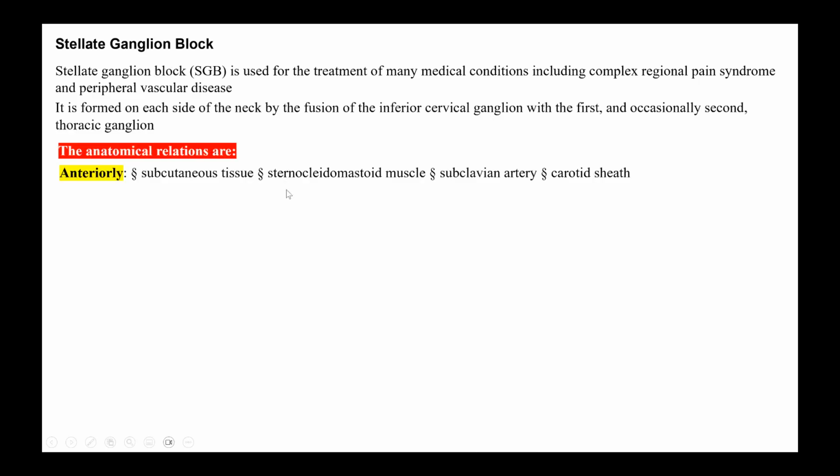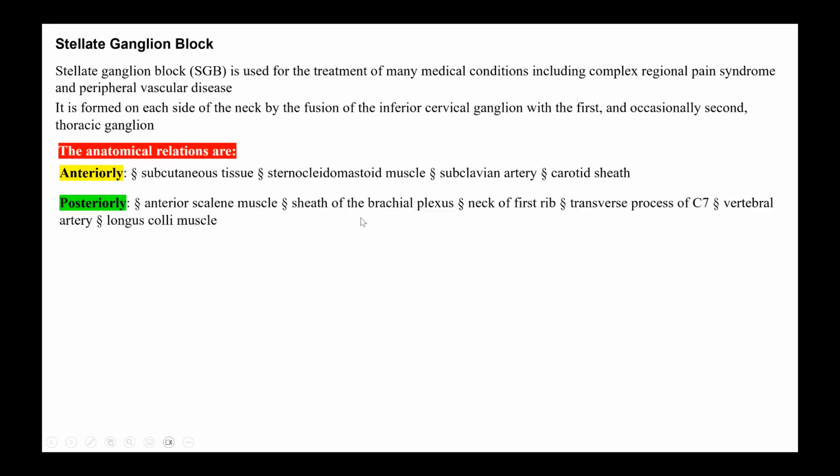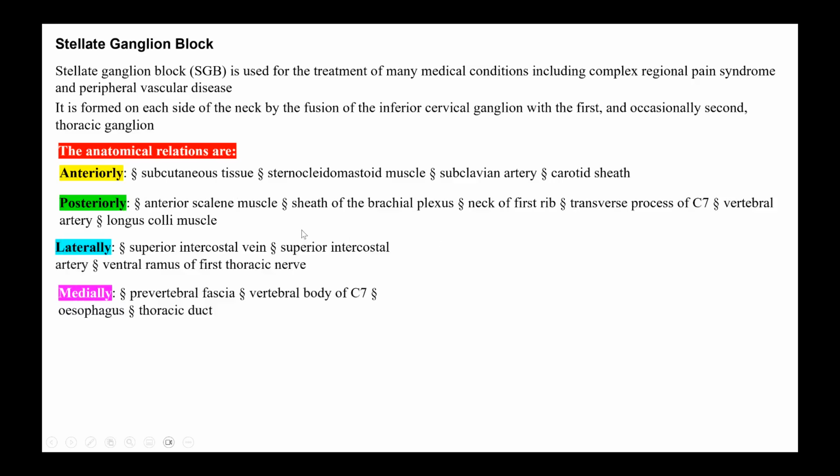The anatomical relations are: anteriorly it may have subcutaneous tissue, sternocleidomastoid muscle, subclavian artery, and carotid sheath. Posteriorly, it is lying on the anterior scalene muscle and sheath of the brachial plexus, neck of the first rib, transverse process of C7, vertebral artery and longus colli muscle.